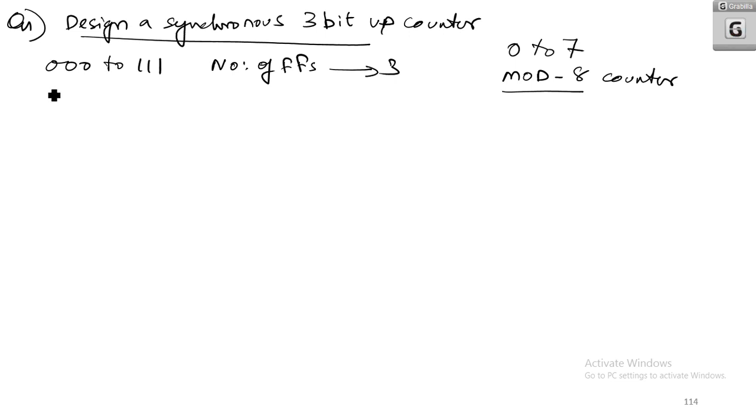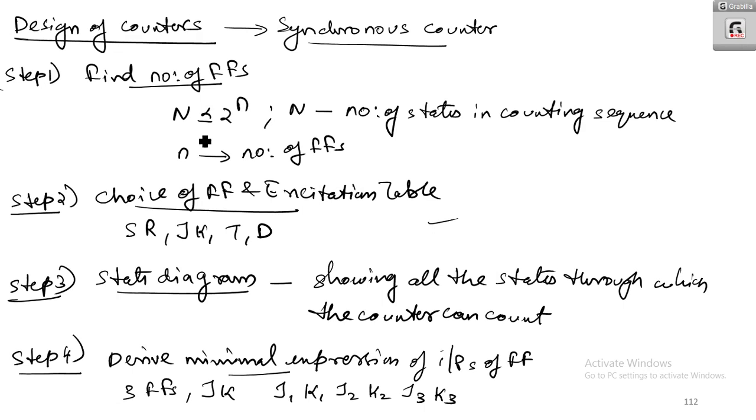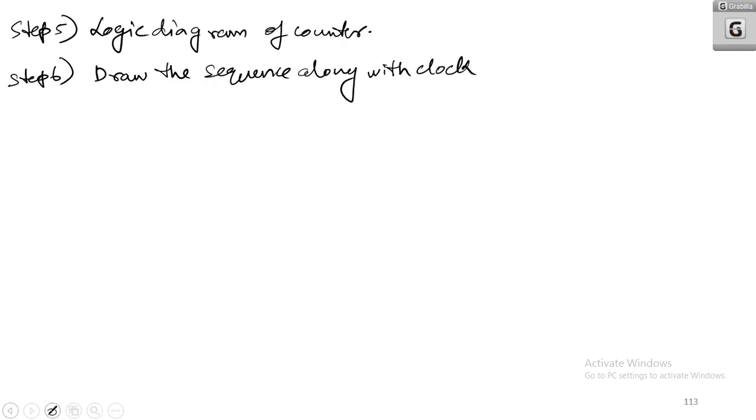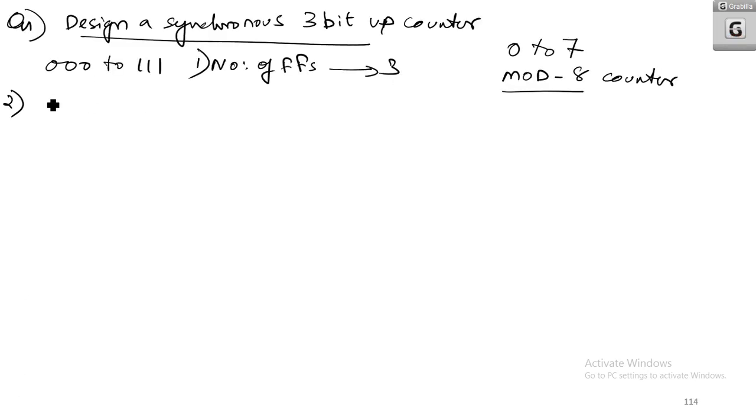Now for the design. Since it is 3-bit, I am taking the number of flip-flops as 3. So the first step is over. Now the second step is which flip-flop I need to choose. Here I am going to choose the T flip-flop. It's an easy one.